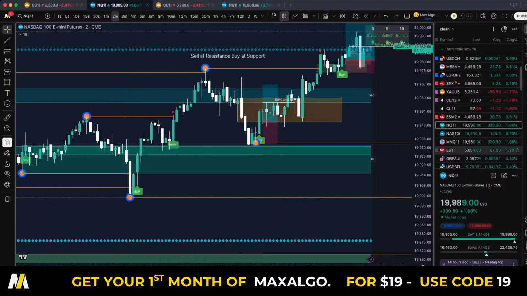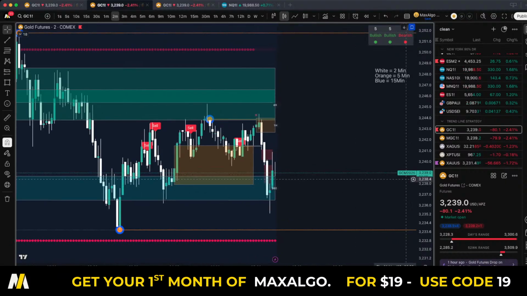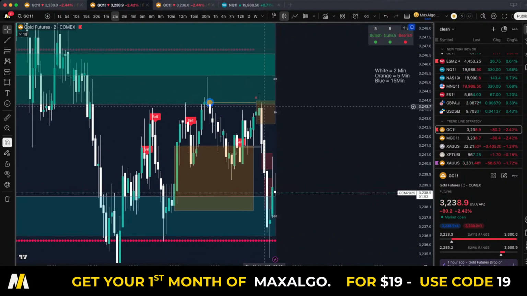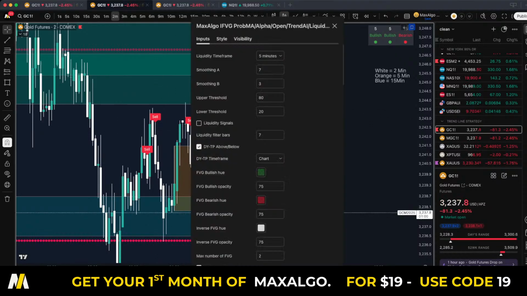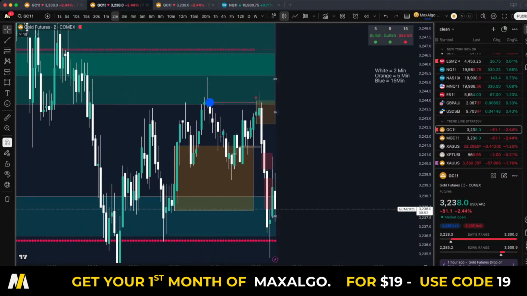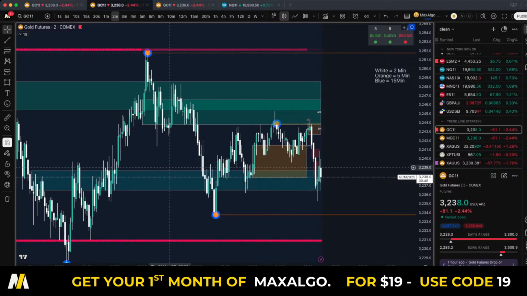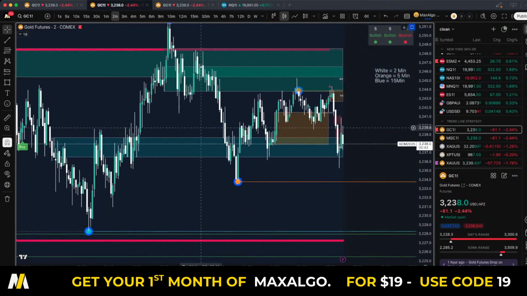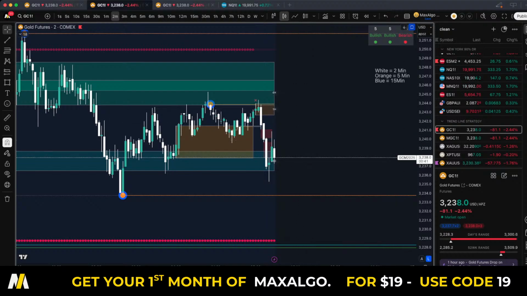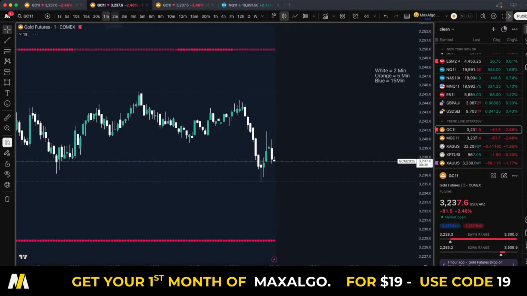Right, let's check on gold. We were looking at gold from potential shorts. Yeah, look, that was a nice tap up. Grab the liquidity. So if we'd just put liquidity on, let's switch that to liquidity. Yeah, we still wouldn't have got a signal out of that liquidity. Probably because it's a bit bitty on the way up, isn't it? On that 5 minute.